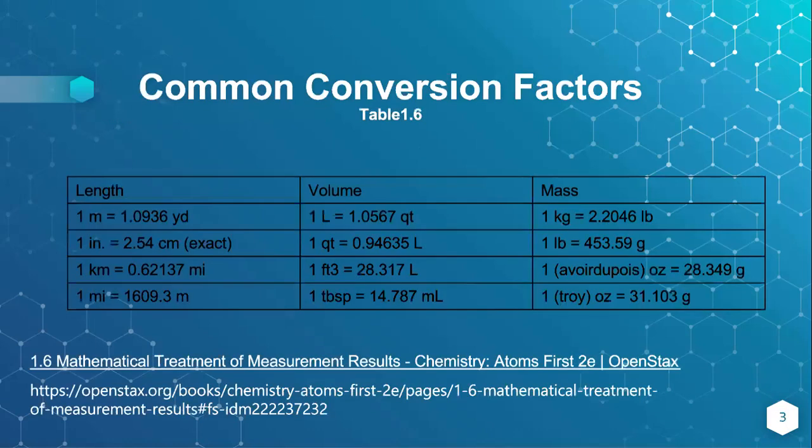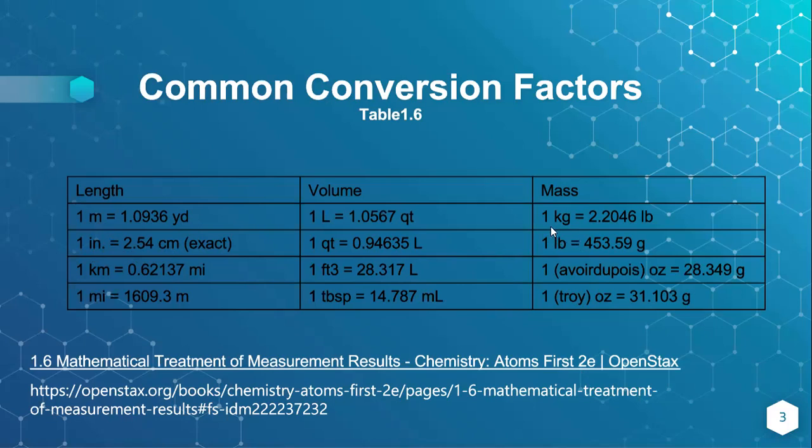So in your book, this comes from the text that we're using this semester, Adams First, second edition. It's table 1.6, a table going between different units. So we have length, volume, mass, and I'm just going to highlight here the units that we'll be using. So we had inches to centimeters. This 1 inch is equal to 2.54 centimeters. That's one that we wanted to use.